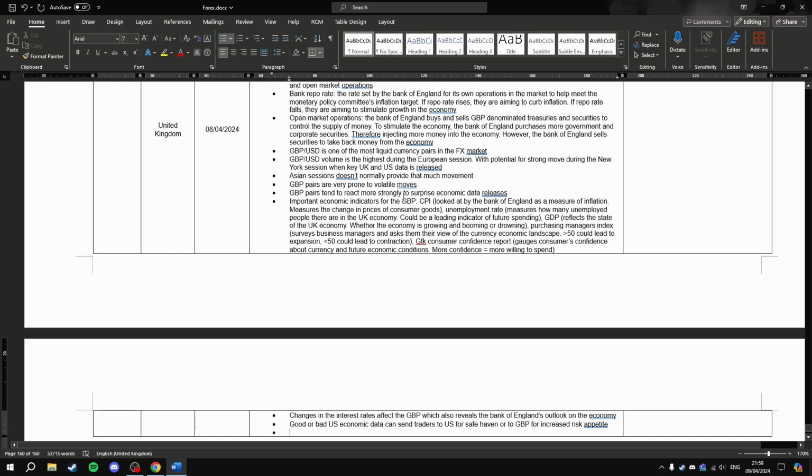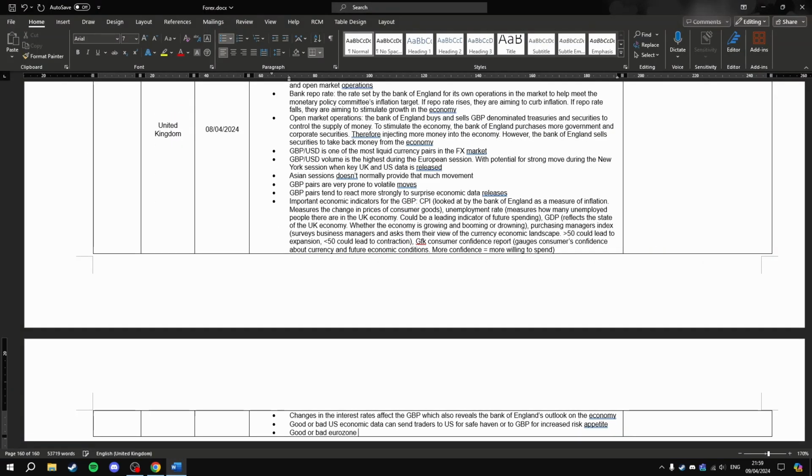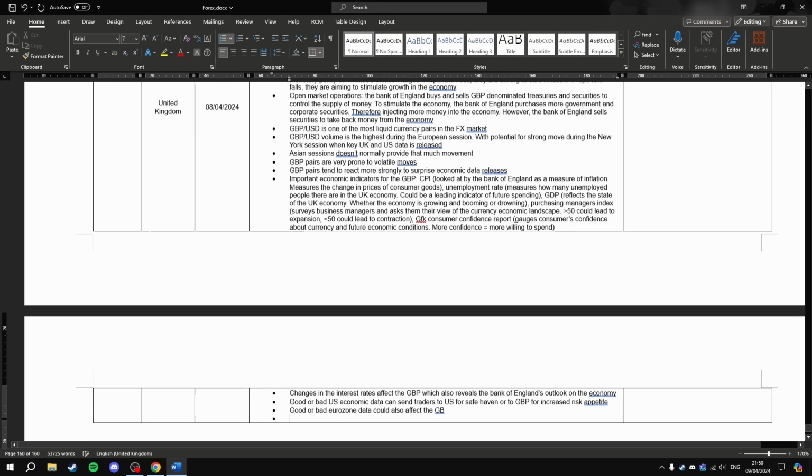So, good or bad Eurozone data could also affect the GBP.